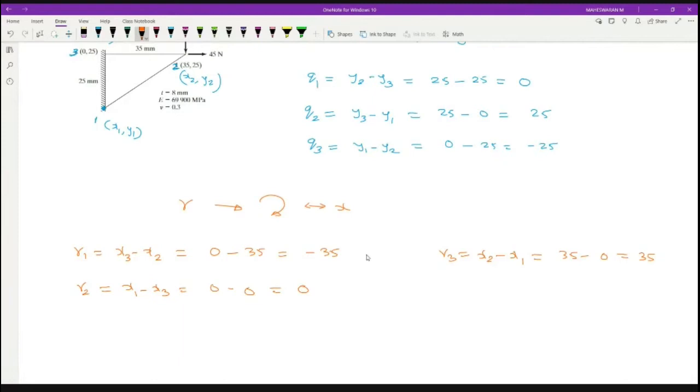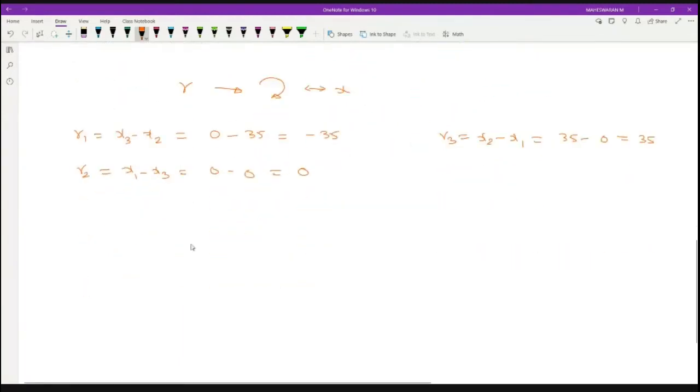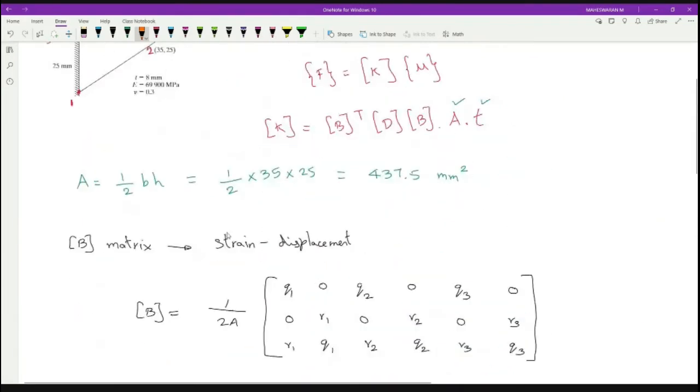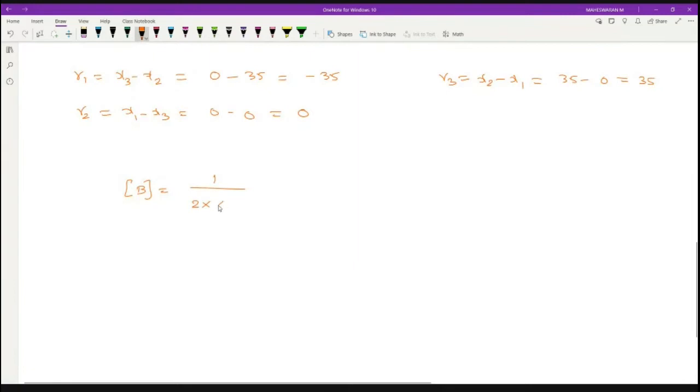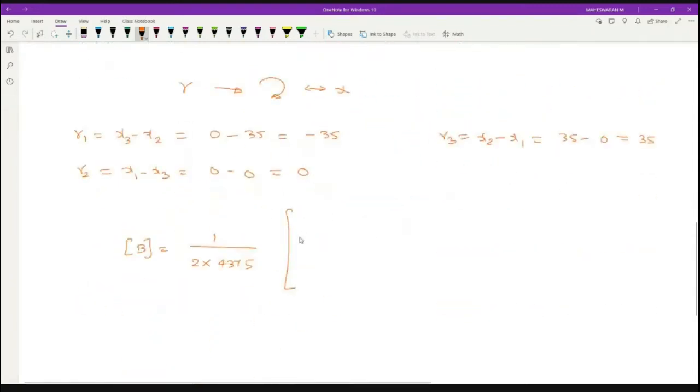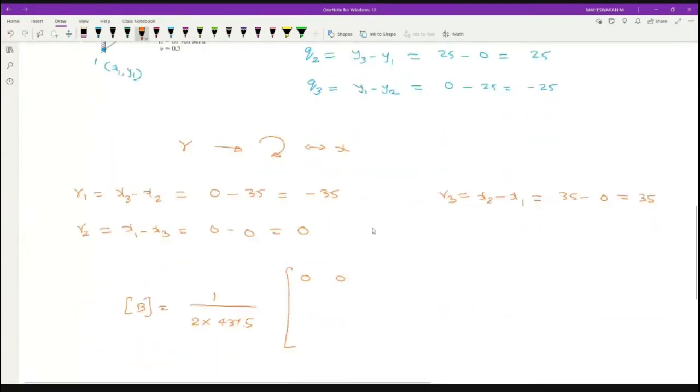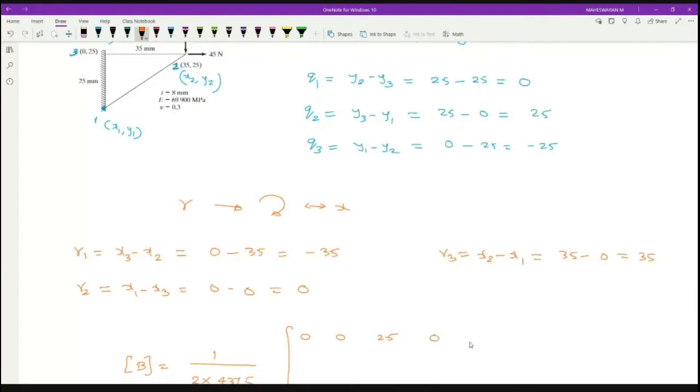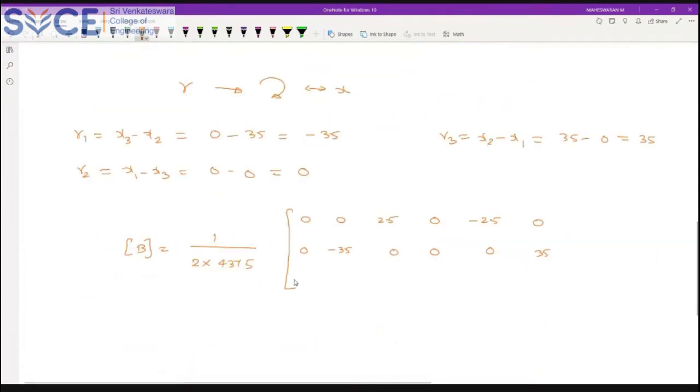So I got all the values. The only thing is I have to substitute in my B matrix. So B is equal to 1 by 2A, 2 into your area, which we already identified. Area is 437.5. So it is 437.5 into Q1, 0, 0, Q2, which is 25, 0, Q3, which is minus 25, and 0. Here it is opposite: 0 first, then R1, which is minus 35, 0, R2, which is 0, 0, R3, which is 35. Then just cross multiply these things. So minus 35, 0, 0, 25, and this has to be 35 and minus 25.